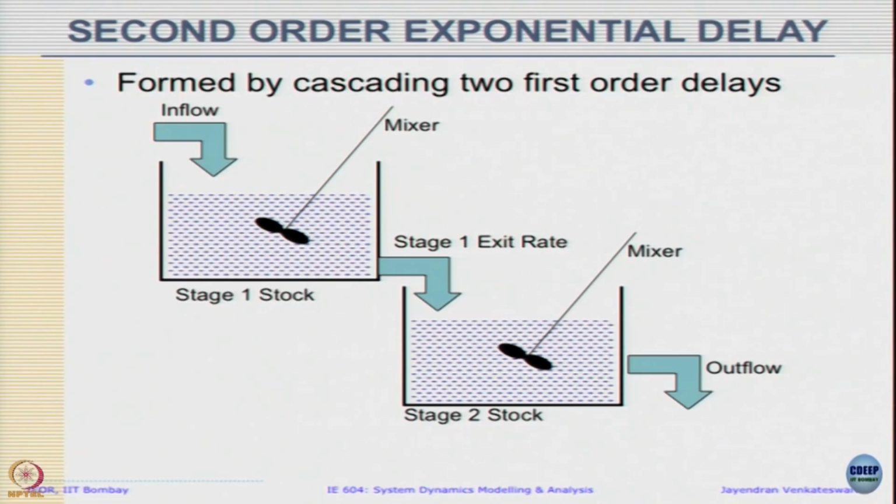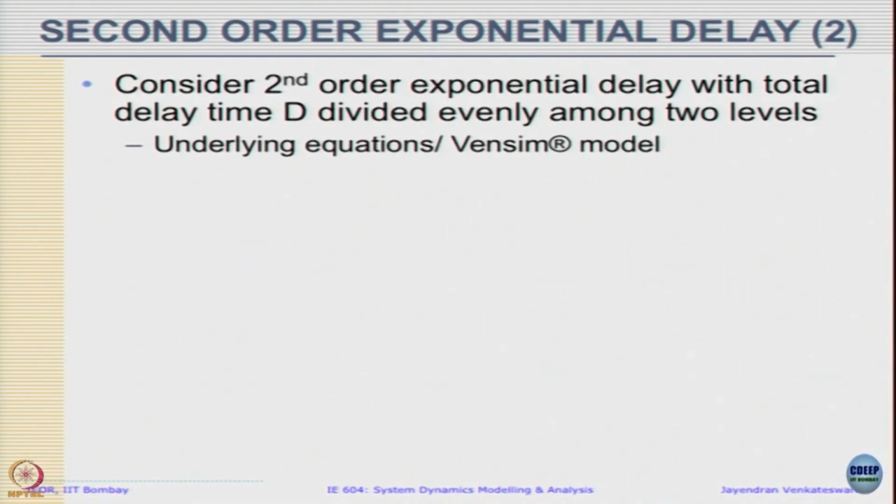Second order delay you can imagine as cascading two first order delays, that is it. That is called a second order delay. So, the tank example looks very similar, and we may be able to guess the stock flow based on this. What we are going to do in a second order delay is assume the total delay time is divided evenly among both the levels.